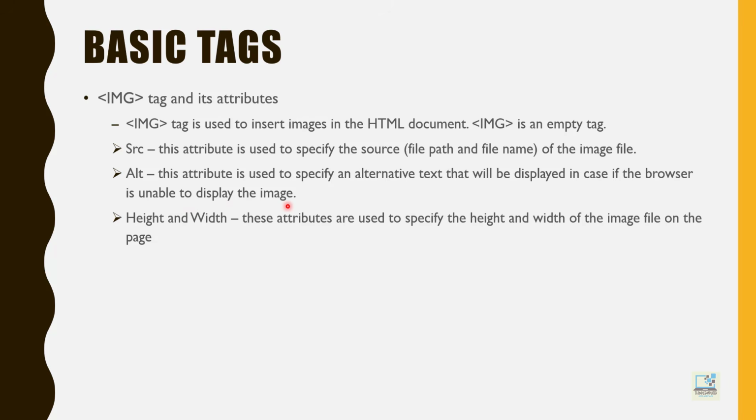Sometimes it is possible that the browser cannot open the image. Maybe the image format is not supported, or you have given an invalid image name, or the image is corrupted, or the image is not present in the same place. So in that case, this message which we will specify in the ALT attribute will be displayed. Height and width. These attributes are used to specify the height and the width of the image file on the page. Now let's see one example to understand the image tag and its attributes.